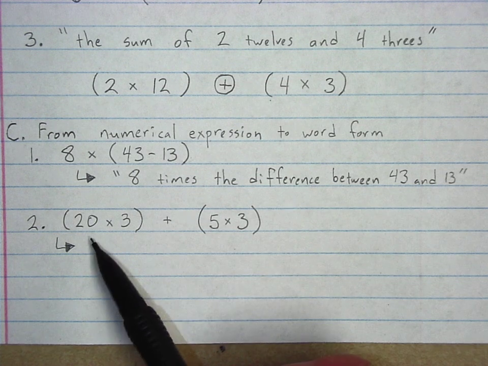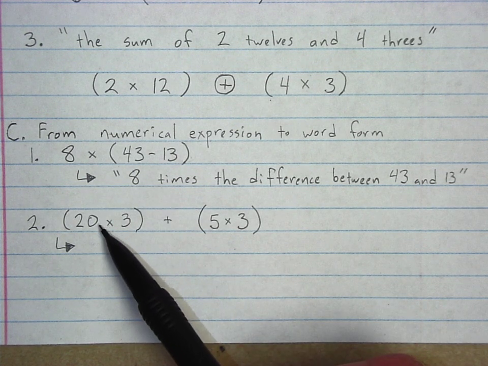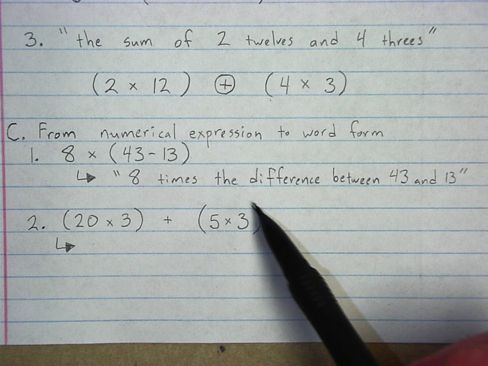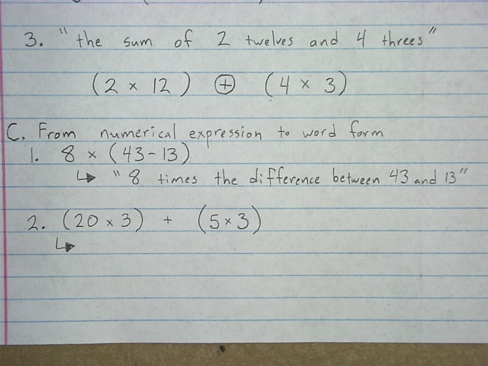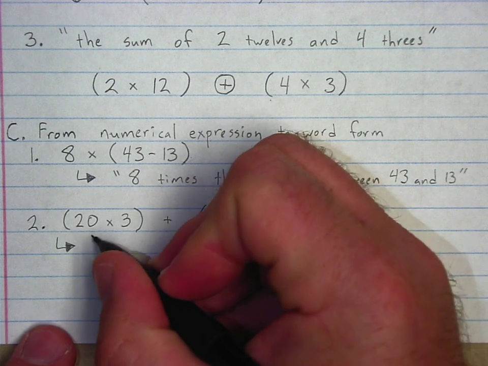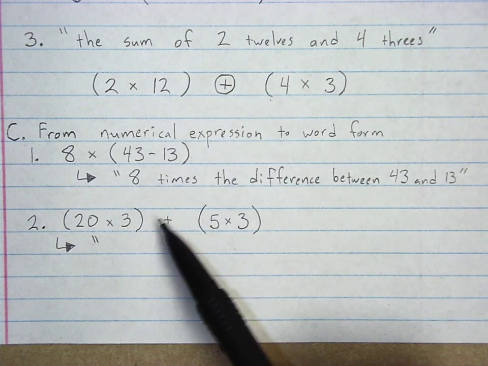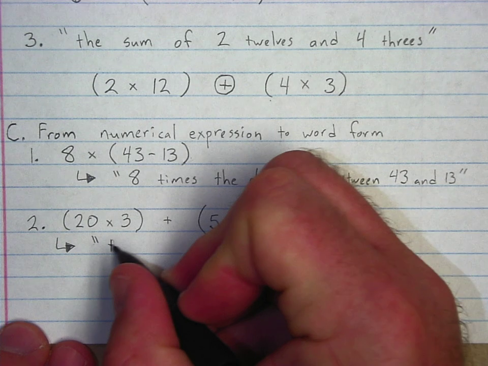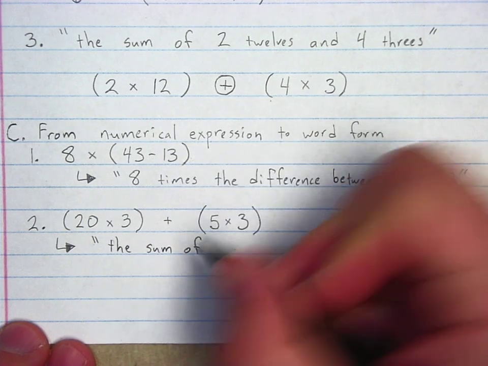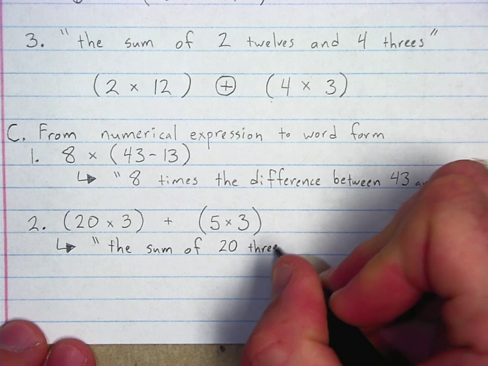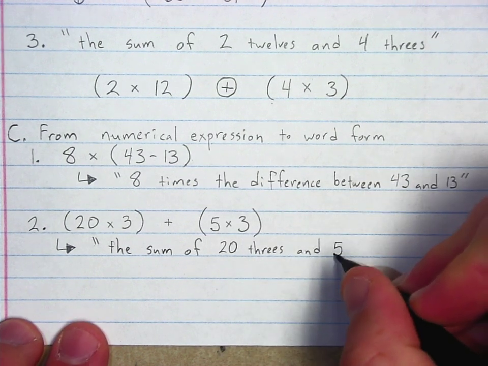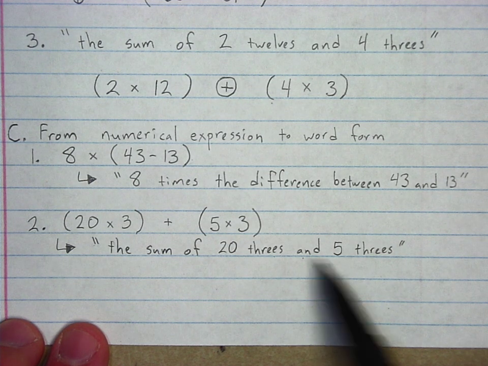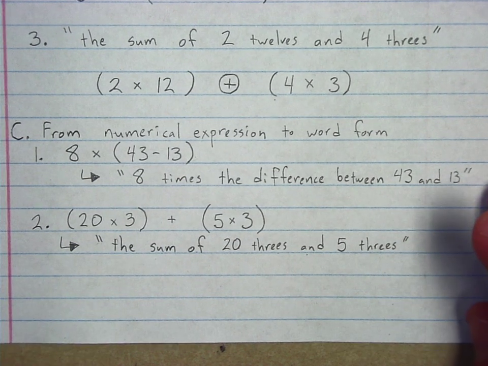When I see the parentheses, I can say the product of 20 times 3 added to the product of 5 times 3. That works, but it's a little long and it doesn't really sound very natural. Even though we're not strictly going in order, if you look at this and say, well, I know I'm adding 2 things, okay? The sum of 2 3s and 5 3s. The sum of something and something. That can be a little smoother.